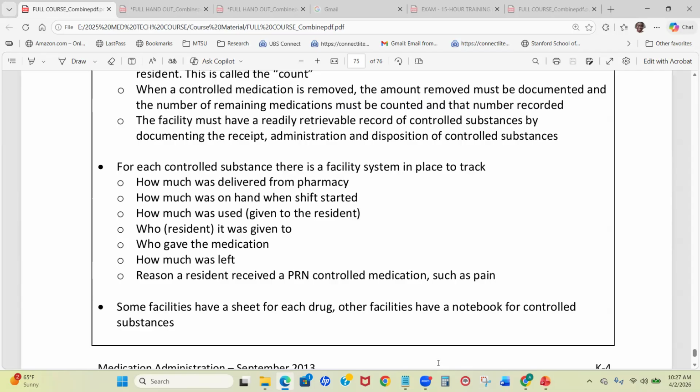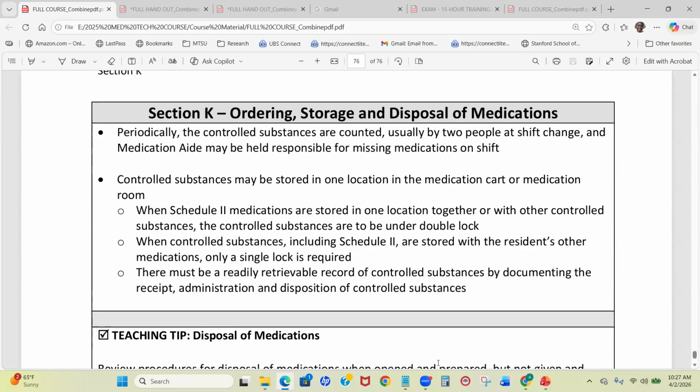Always remember that. So for each controlled substance, there is a facility system in place to track how much was delivered, how much was on hand when the shift started, how much was used, what was given to the resident, who that resident was, who gave the medication, and how much is left inside. You want to always document why it was given. It is very, very important. I can't stress this enough.